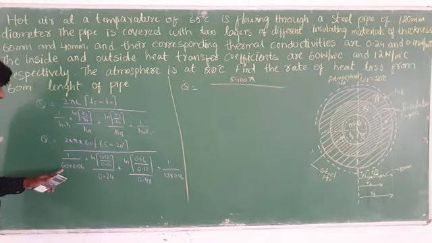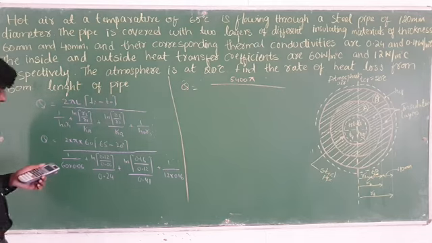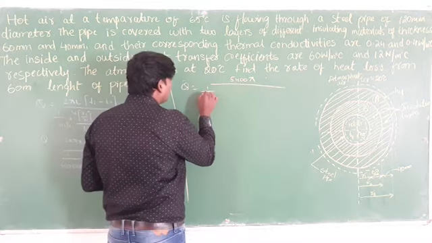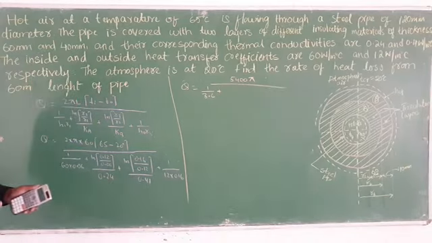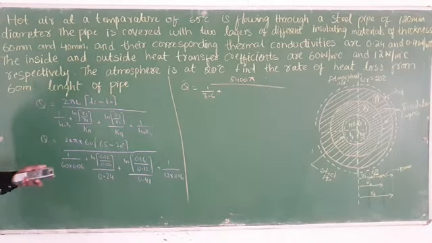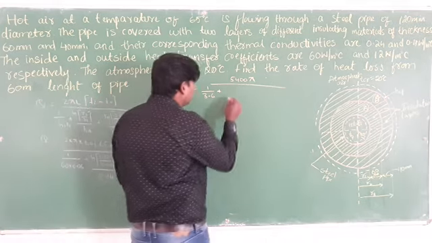After that, 1 divided by 60 into 0.06. First you have to solve this one, 60 into 0.06, so you get 1 by 3.6. Then try to solve the next one: ln of 0.12 by 0.06, which is 0.693.